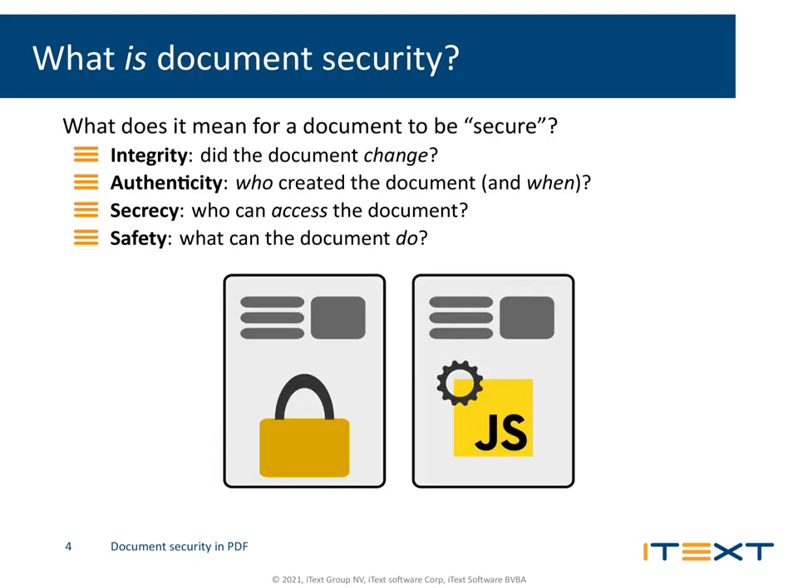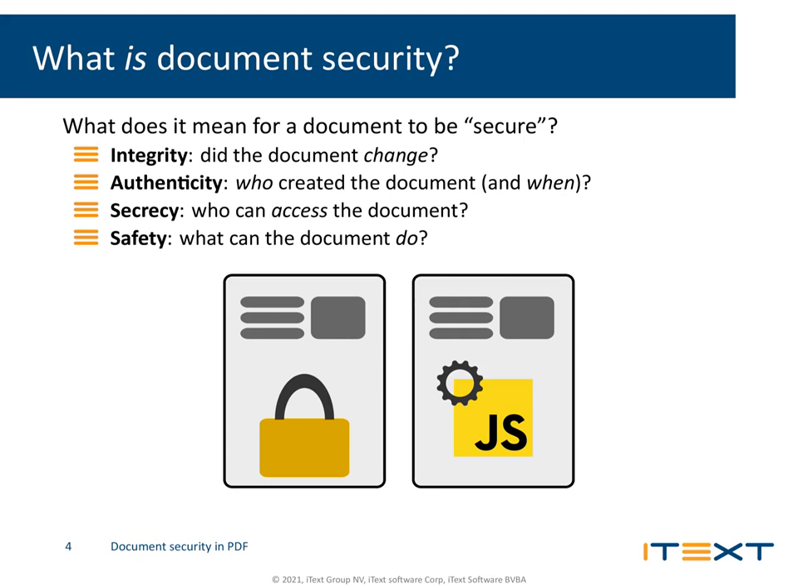Before we can talk about document security as it applies to PDF in particular, let's take a step back and set the terms of the discussion. So what does it mean for a document to be secure? I've listed 4 aspects of document security here on the slide. The first one is integrity. That just asks whether the document changed or not. It's pretty self-explanatory. Then there's authenticity, which is closely related but not quite the same.